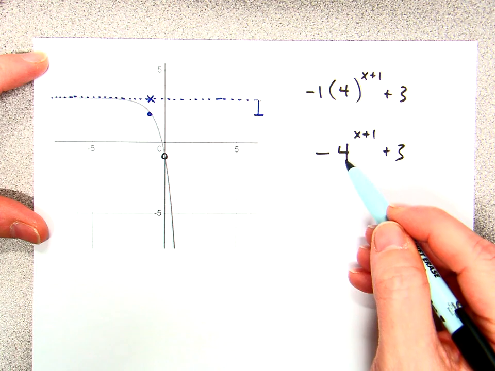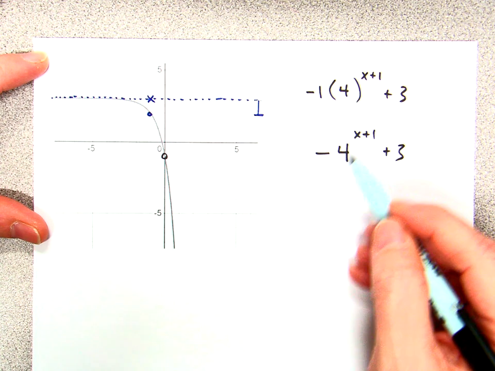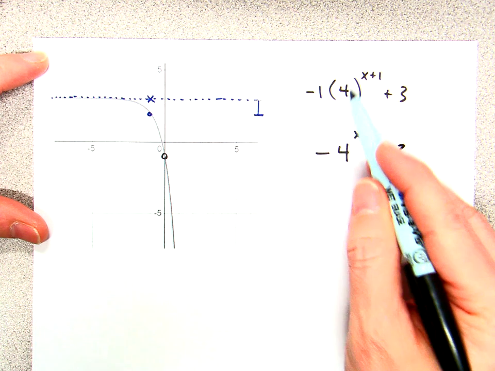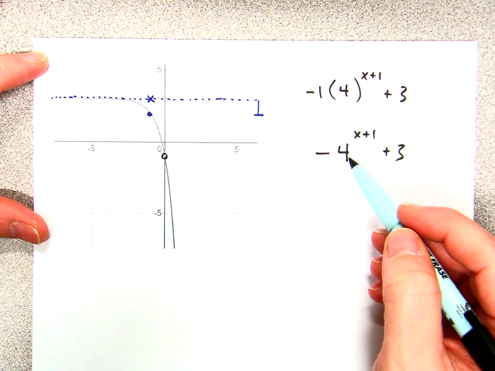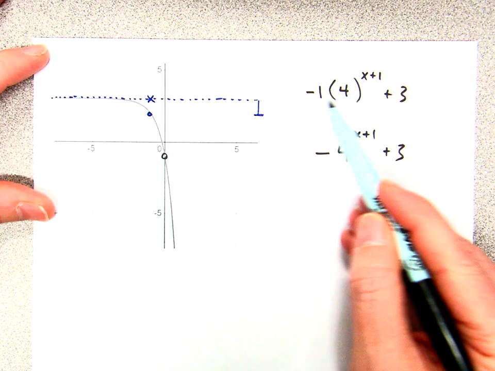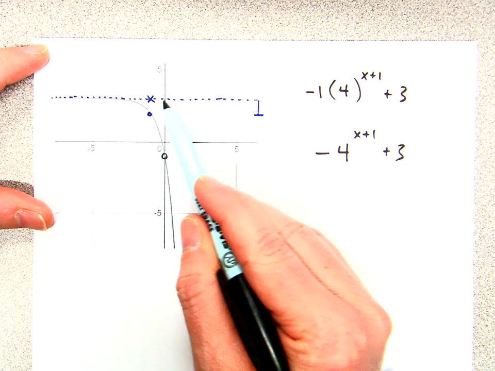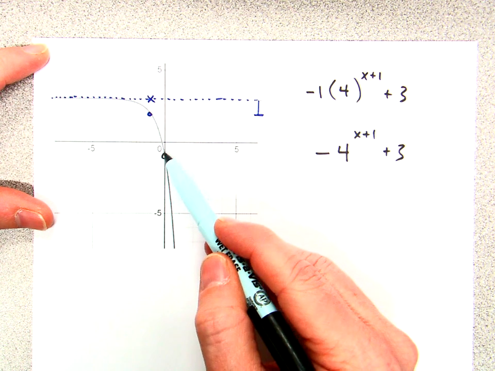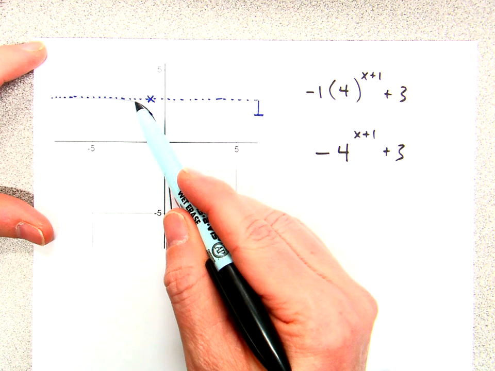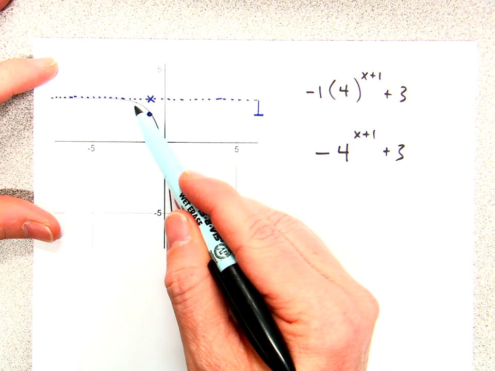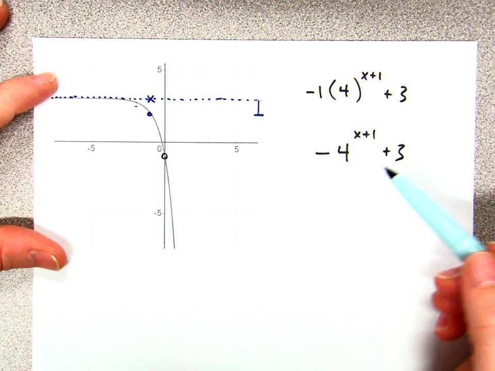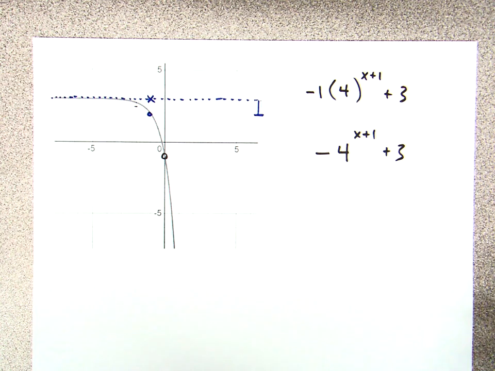Because remember, order of operations, I would do exponents before multiplication. So I can leave this negative without parentheses, right? Because I would do the exponents first. Again, if you're not sure and you want to try it out, negative 1 times 4 is negative 4. Over here, it would be negative 1 times the reciprocal, which is 1/4. This is a half, so it does look like it's about 1/4. So it's looking pretty good. So there you go.